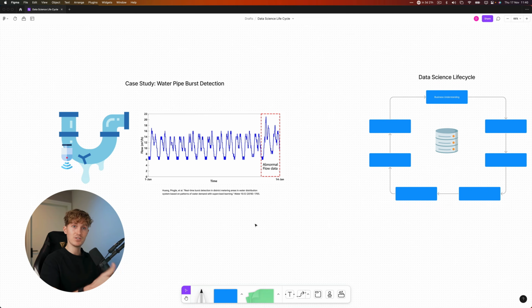It could be much simpler. It could be applying some business logic, for example, or maybe there isn't even any data that we can work with. And that's why it's really fundamental to get a really good idea of the problem that we're dealing with, so we can use the right tool for the right problem. And maybe that is data science and machine learning, maybe it is not.